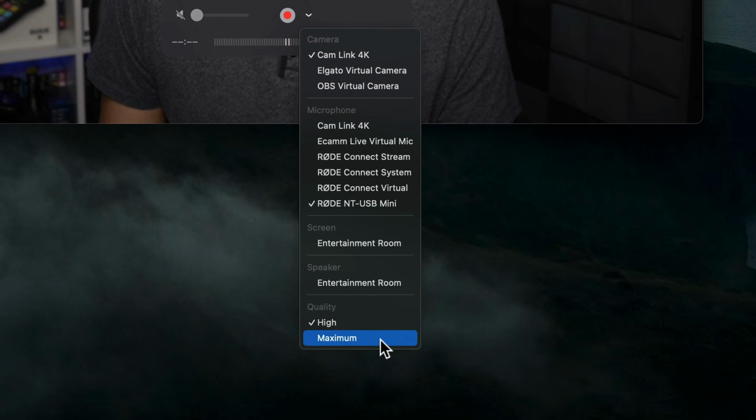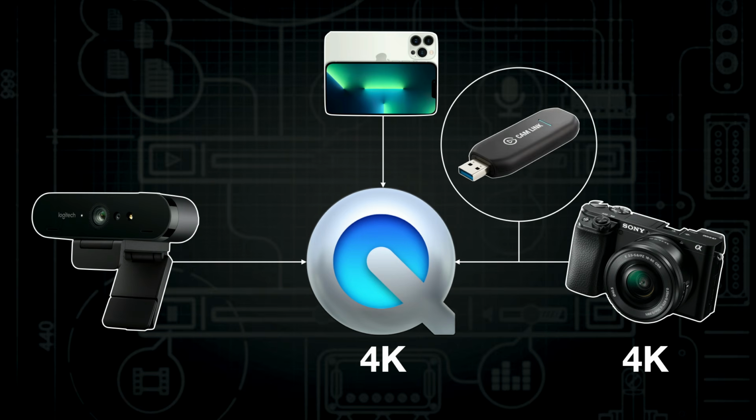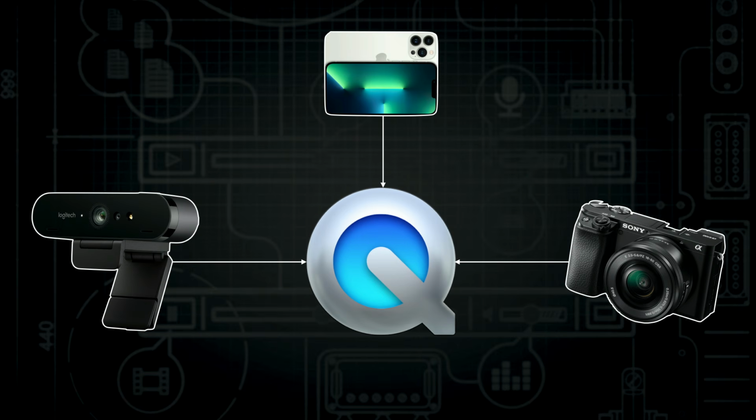The maximum quality setting is the resolution you've set on your camera, with a few exceptions. QuickTime Player only records 4K video from your camera if you're using a 4K capture card, like the Elgato Cam Link 4K. If you're recording into QuickTime Player using a 4K webcam, like the Brio, set to 4K, the recording will only be 1080p. If you record into QuickTime Player using Continuity Camera and your iPhone camera is set to 4K, again, your recording will only be 1080p.